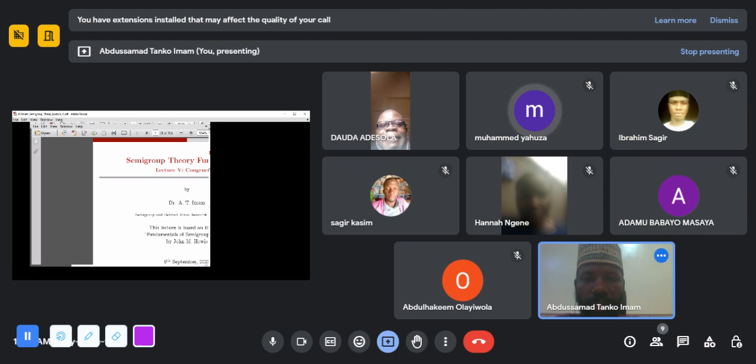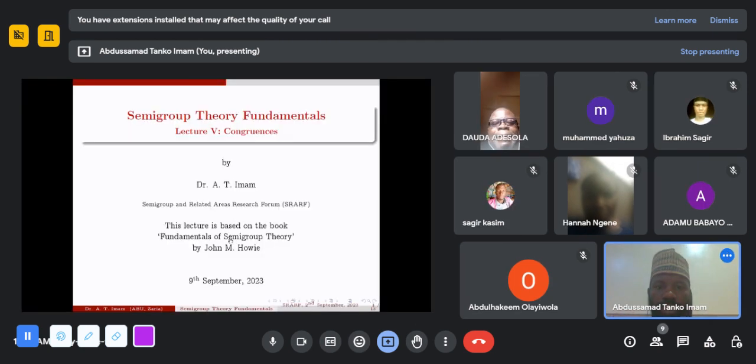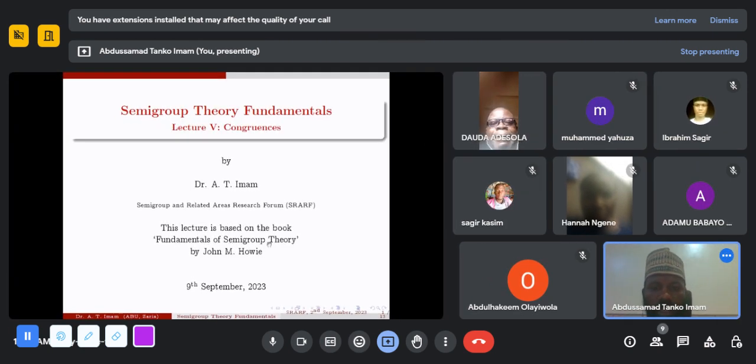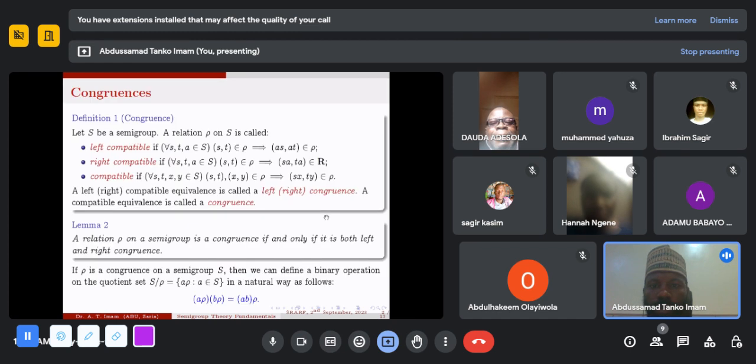Today's lecture is going to talk about congruences. So I will start from the definition of congruence. Last time we discussed equivalence relation on a set. The set considered there was not having any structure on it. But today we are going to look at congruence relation, equivalence relation on a set which is a semigroup. So if you have a semigroup, a relation on a semigroup.